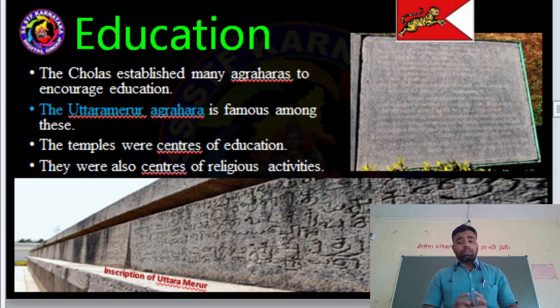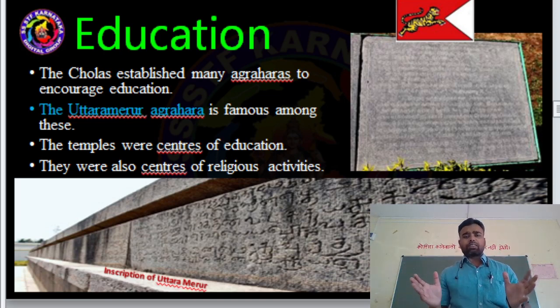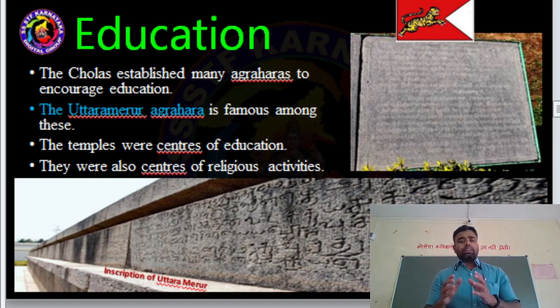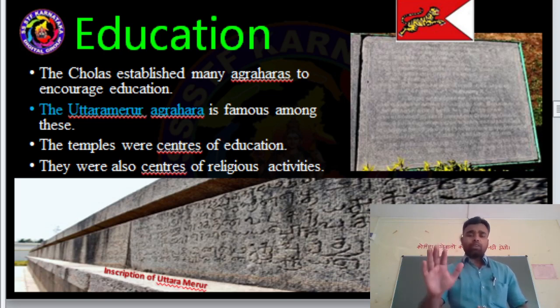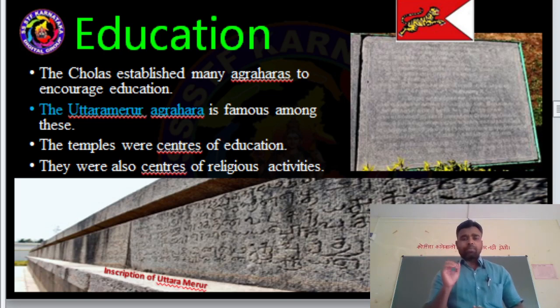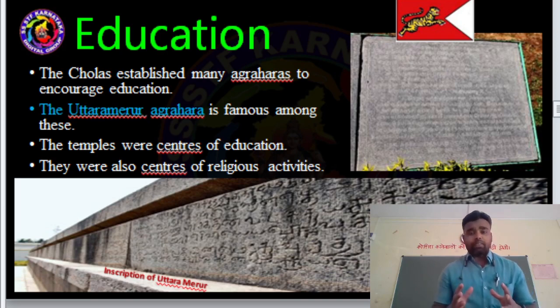Among all the agraharas, the Uttarameruru agrahara is very famous. Many agraharas were there, but among them, Uttarameruru was a very famous one, and the temples were centers of education. So education was not only given in agraharas, education was also given in temples. Already we know that these temples were used for economic development and as cultural centers. And now we are understanding that these were centers of education also. They were also centers of religious activities.